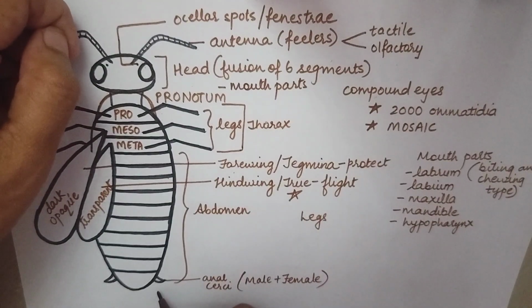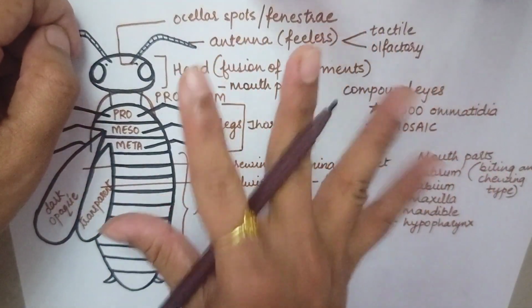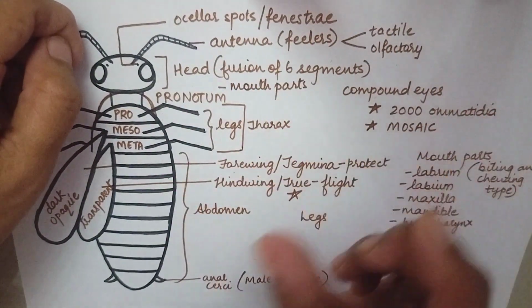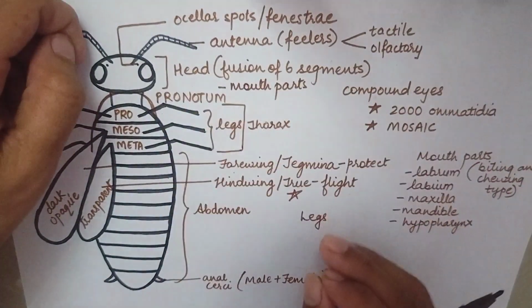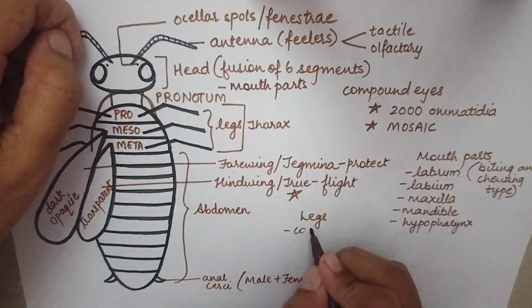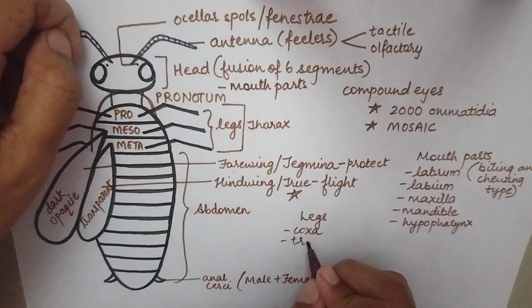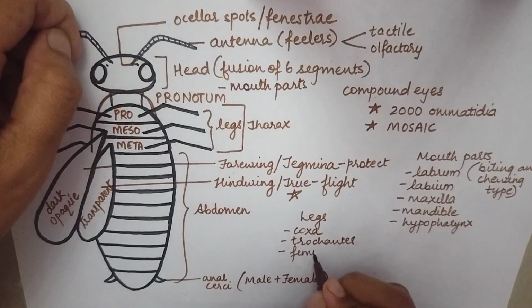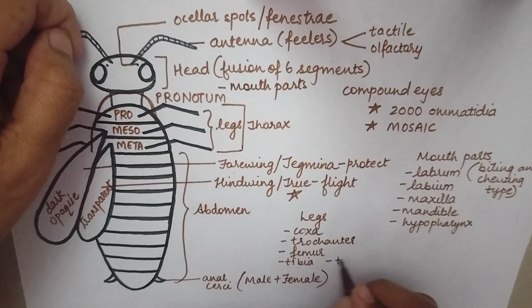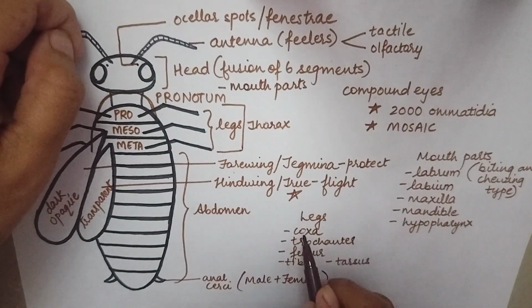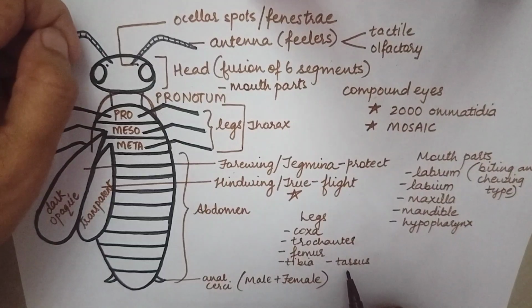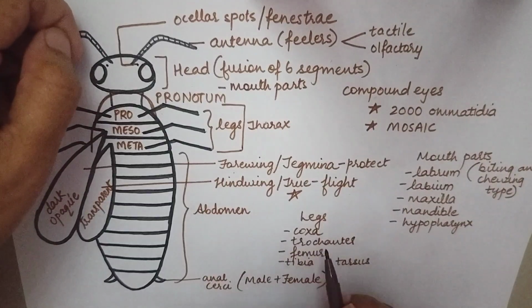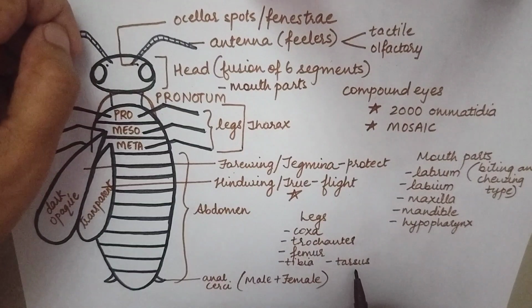The 3 pairs of legs, each leg is made by fusion of 5 podomeres. Poda means leg, meres means segment. So each leg has 5 segments. Which are these 5 segments? The first is coxa, the second is trochanter, the third is femur, the fourth is tibia, and the last one is tarsus. So these 5 podomeres are present in the leg: coxa, trochanter, femur, tibia and tarsus.